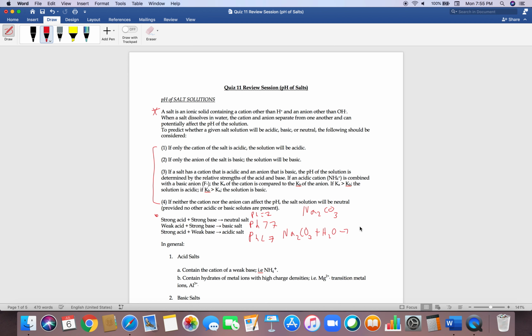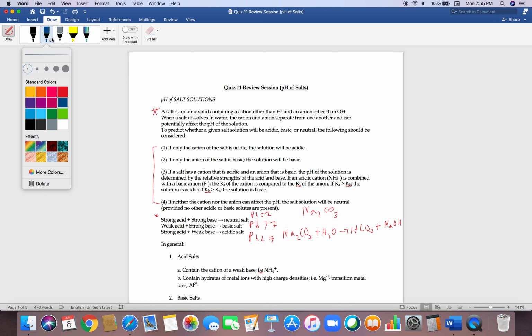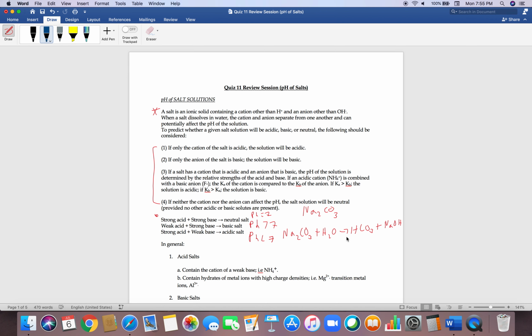I form my products, and I get H2CO3 and sodium hydroxide. Well, wait a minute. Isn't this interesting? These two compounds should look very familiar. H2CO3 is carbonic acid, and it's one of your weak acids. And this is sodium hydroxide. I can't fit that, but this is a strong base.